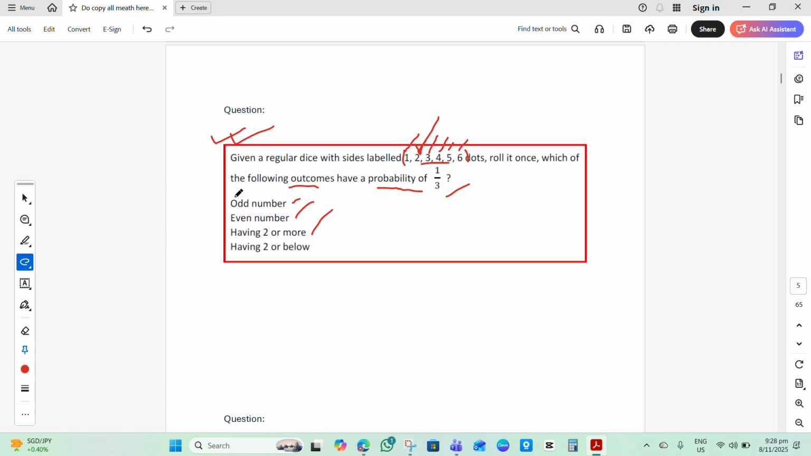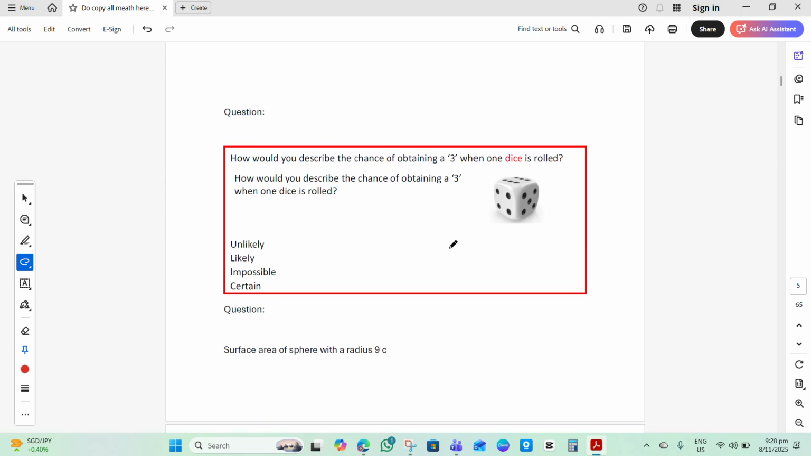These three options totally cause doubt. So the similar one is having 2 or below. Here there is 1, there is no 3, but having 2 or below is similar. The probability is one third for having 2 or below. Okay.